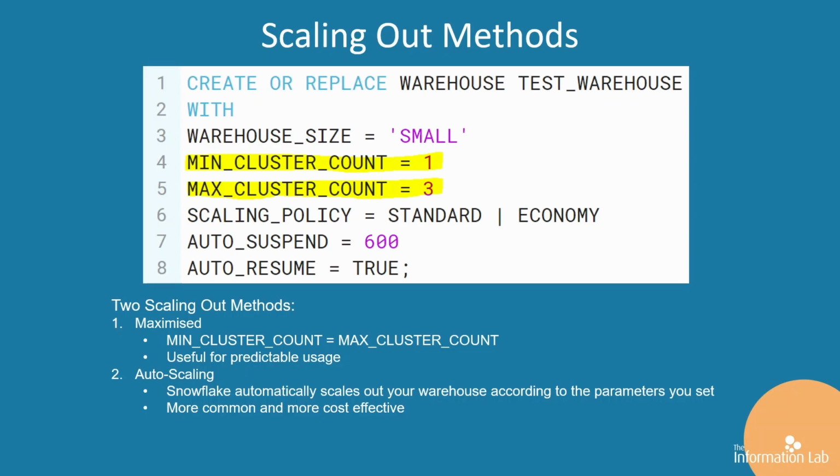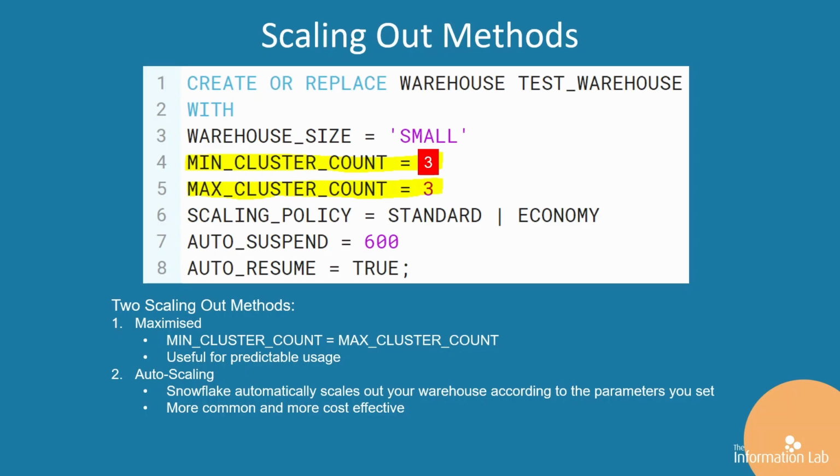The syntax here is quite simple, and we're just going to briefly talk about these two types of scaling out methods. So the maximize method is when you set your minimum and your maximum cluster count to exactly the same value, and that value has to be greater than 1. Therefore, whenever your warehouse starts up, the same number of clusters will be available the whole time to deal with the queries that you want to execute. It won't change because your minimum and your maximum are the same.